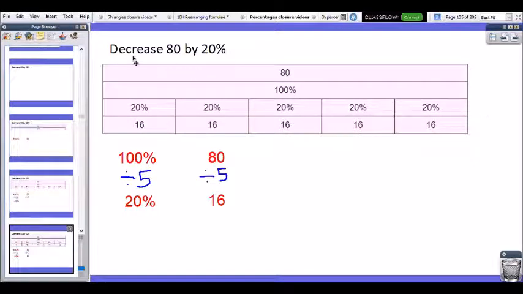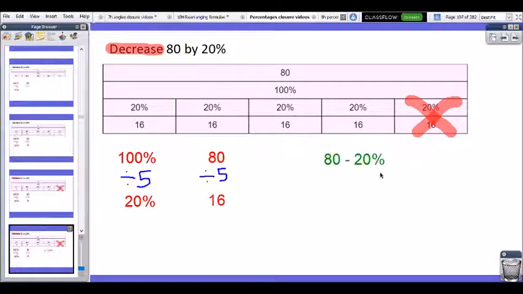Okay, decrease. That means make smaller. So decrease means make it smaller. So all that means is I take my 80 and I get rid of 20%. So I'm getting rid of that 16 because 16 is 20% of 80. So my calculation is 80 take away 16, which means that my final answer is 64.